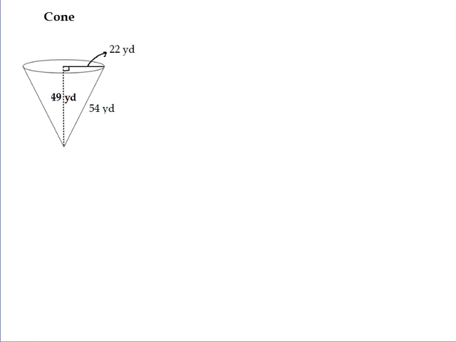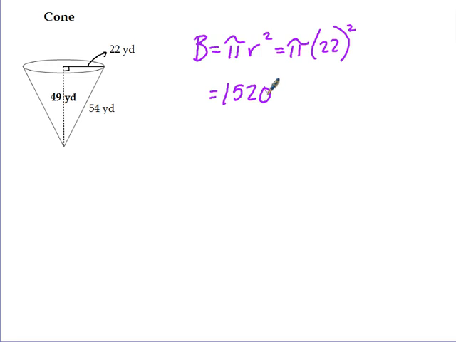Now a cone, okay, still going to use the same formula, 1/3 capital B times h, but now capital B is going to be pi r squared because our base here is a circle. So I can see my radius is 22. So pi times 22 squared gives me 1,520.530,844.